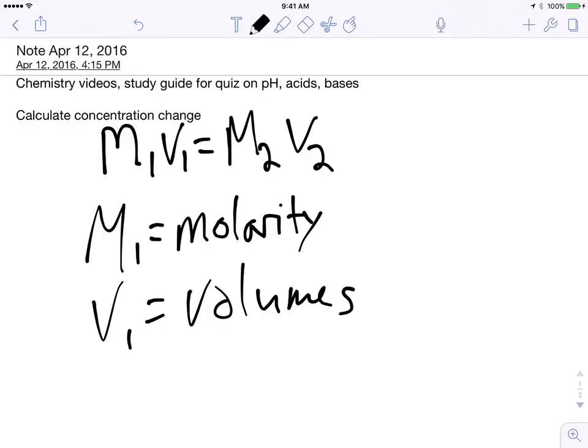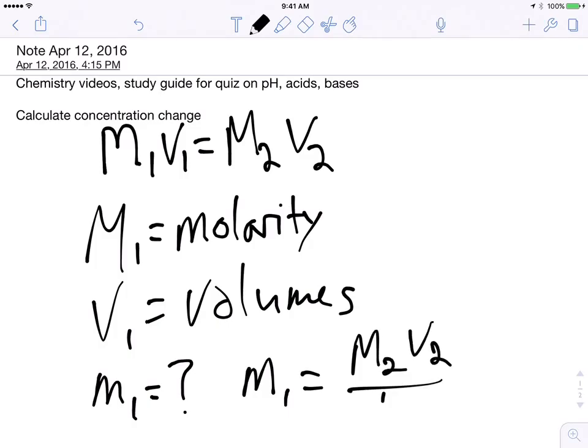If we're going to solve for, say, M1, we would just divide each side by V1. Therefore, M1 equals M2 V2 over V1. Plug in our three variables, and voila, we have the first initial molarity. So that's cool. Now let's do an example.